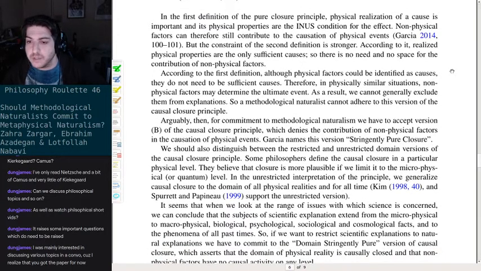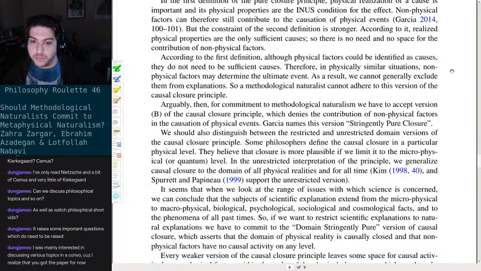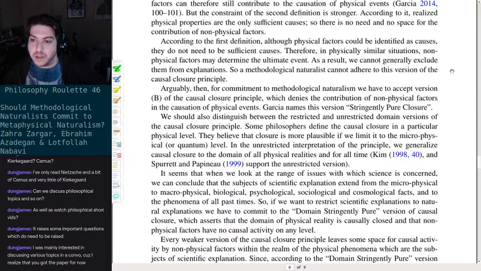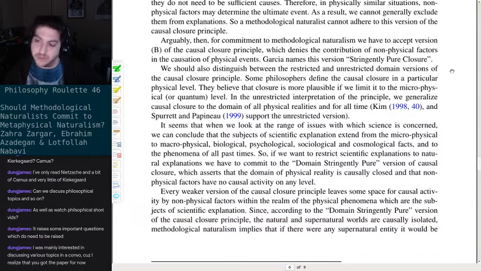According to the first definition, although physical factors could be identified as causes, they do not need to be sufficient causes. Therefore, in physically similar situations, non-physical factors may determine the ultimate event. As a result, we cannot generally exclude them from explanations, so a methodological naturalist cannot adhere to this version of the causal closure principle. Arguably, then, for commitment to methodological naturalism, we have to accept version B of the causal closure principle, which denies the contribution of non-physical factors in the causation of physical events. Garcia names this version stringently pure closure.